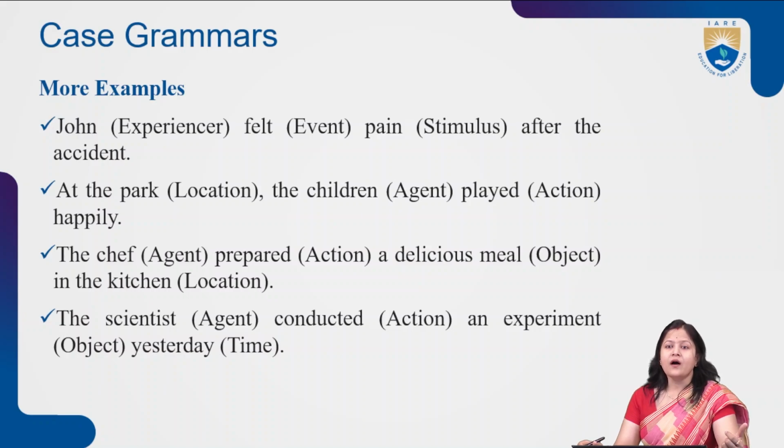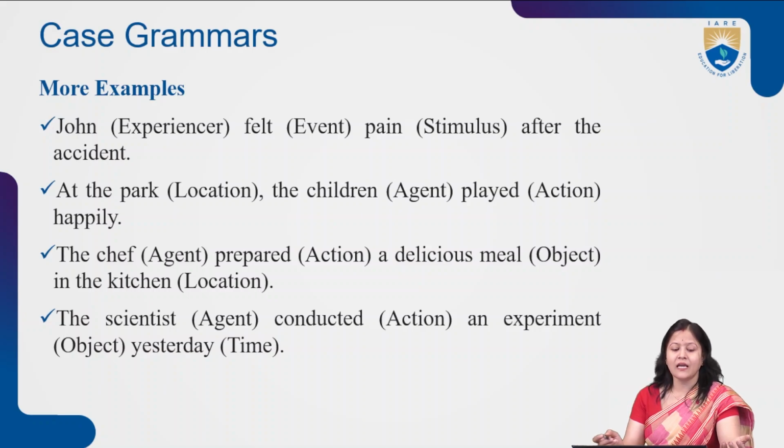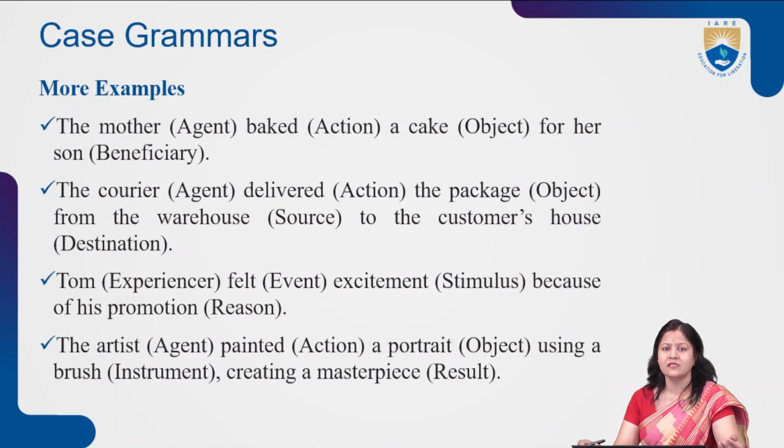Next one, at the park, the children played happily. So park is the location, children are the agent, played is nothing but the action. The chef prepared a delicious meal in the kitchen. Chef is the agent who is performing the action, that is prepared, and delicious meal is the object, location is the kitchen. Next, the scientist conducted an experiment yesterday. Yesterday is the time, experiment is the object, conducted is the action, and the scientist is considered as the agent case. So these are the different cases.